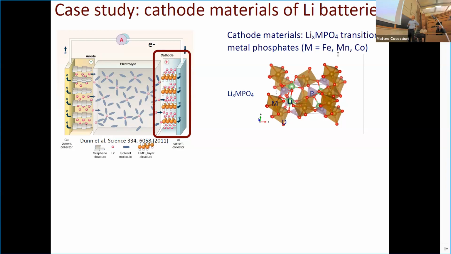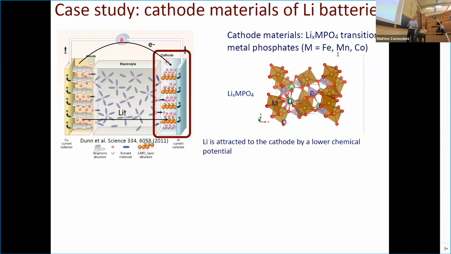The specific class of materials I selected is the one that we've been working with collaborators in the last years: lithium transition metal phosphates, which have this unit cell here. Of course, lithium needs to be able to get in and out of this material reversibly with as little damage as possible to the structure, so that the battery lasts longer. But this is not a problem that we will deal with today. We'll mostly focus on the energetics, okay?